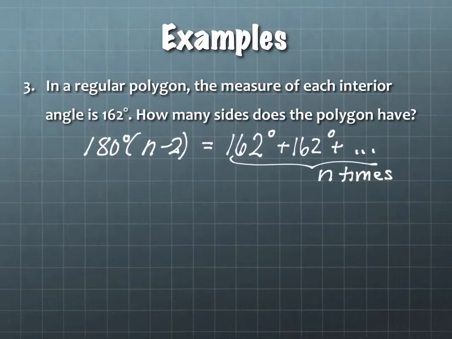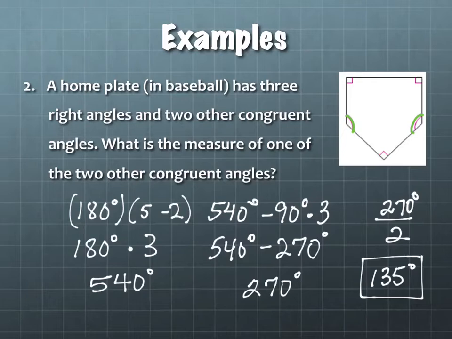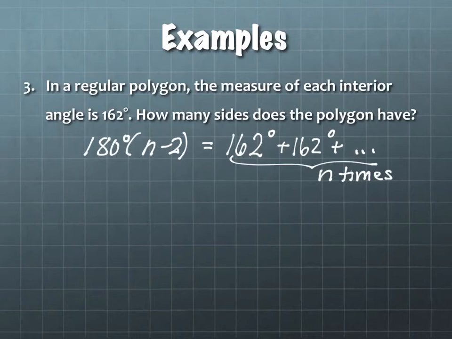Does that make sense? So over here, that would be like adding together the 90, the 90, the 90, the 135, the 135. They're not all equal in this particular case, but over here they are. And the reason I know that they are is because it calls it a regular polygon. We saw that word earlier, and the word regular means that they have congruent angles, and they have congruent sides. So since they have congruent angles, they're all going to measure the same. Now, a shortcut way of writing 162 plus 162 n times, of course, is 162 times n.